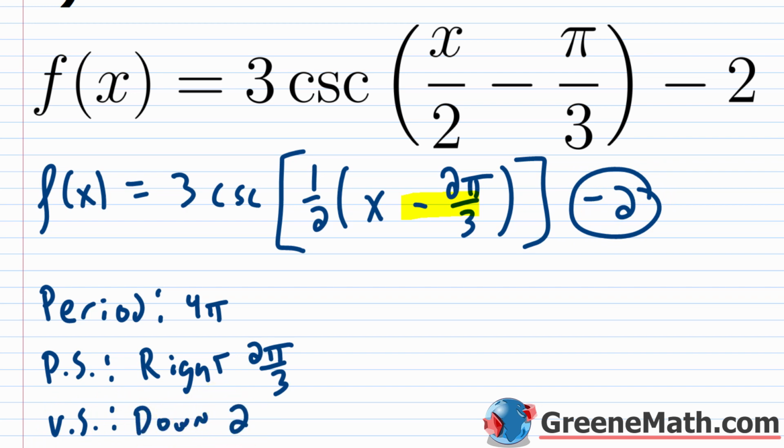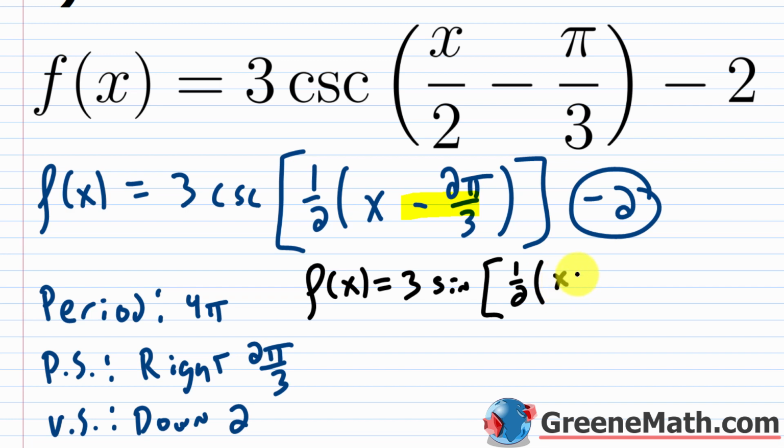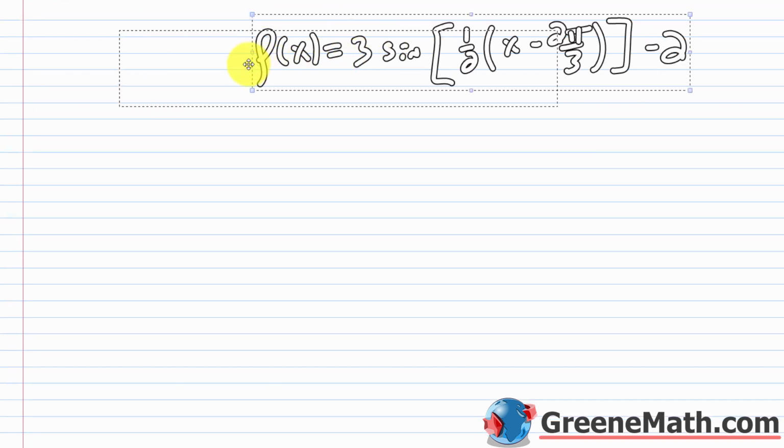All right, let me copy this real quick. Again, I want to try to make it smaller. So f of x is equal to 3. I'm going to replace cosecant with sine. And then you can keep it in factored form, again, if you want to use graphing transformations. So 1/2 times the quantity x minus 2 pi over 3. Close all that down, then minus 2. And paste this in here.